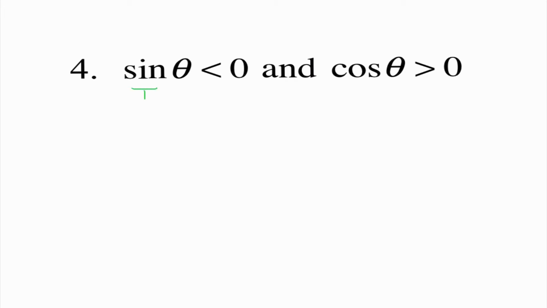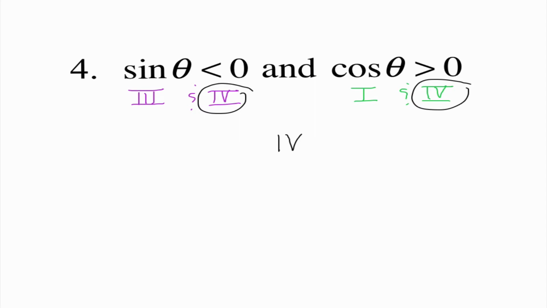So I know sine is positive in quadrants 1 and 2. Cosine, oh, I'm sorry, it did not say positive, did it? It says negative. So if it's positive in 1 and 2, that means that it is negative in 3 and 4. Cosine is positive in quadrant 1 and in quadrant 4. So if I look at these, I notice that quadrant 4 is what they have in common. So that is our answer. That is the only quadrant in which sine is negative and cosine is positive.